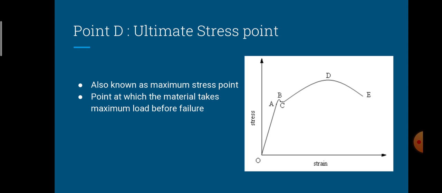So next is ultimate stress point. So this is also known as maximum stress point, wherein at point D, it is a point wherein the material can take up the maximum load before failure. So this is also called as maximum stress point or ultimate stress point.